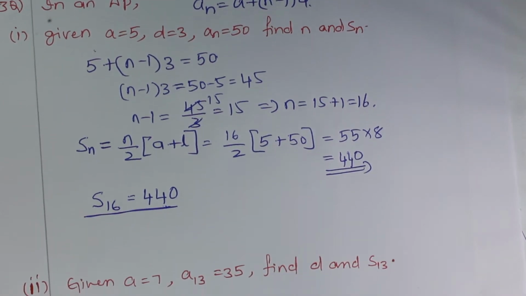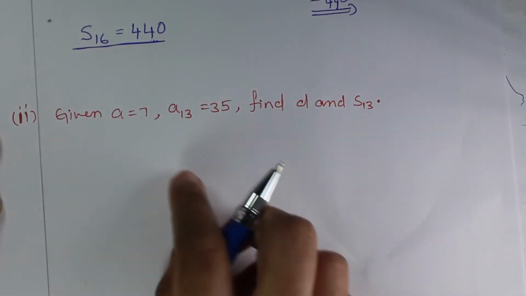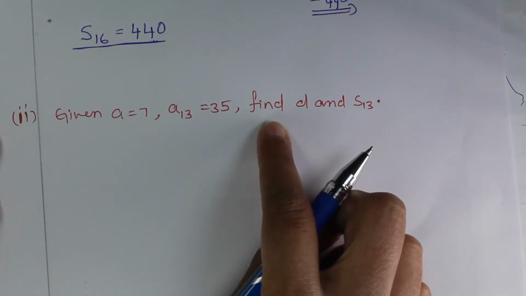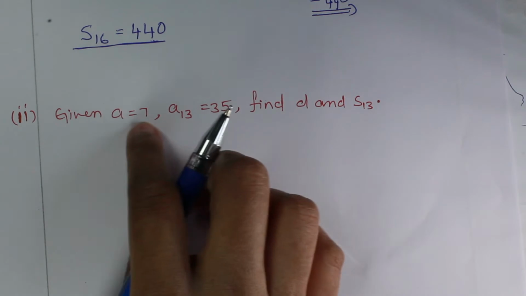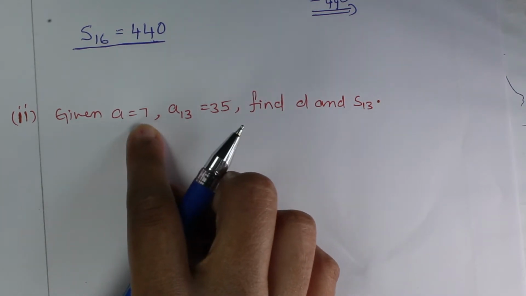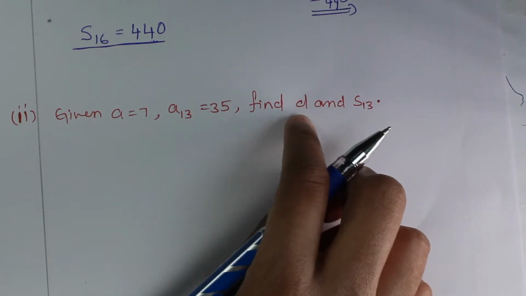Now let's move to the next, second question. Given a = 7, a13 = 35, find d and S13. So here he has given the first term is 7 and the 13th term is 35. We have to find out the value of d, the common difference.